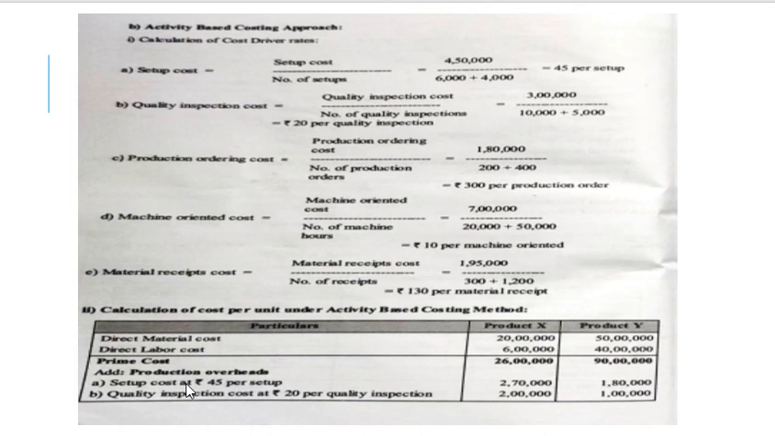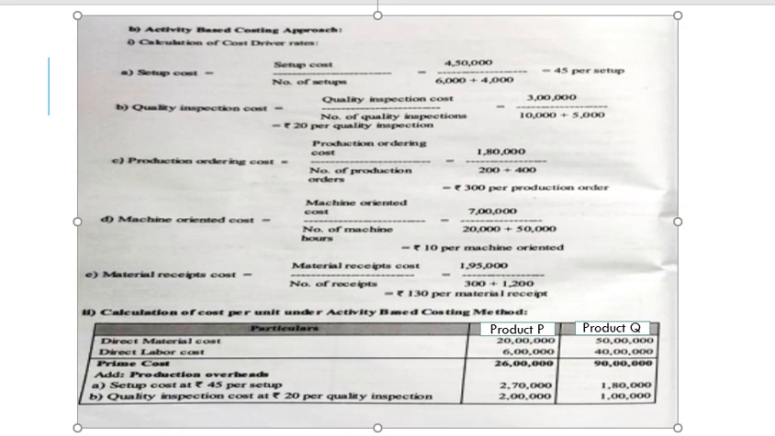So we will add up our production overhead based on the activities which are performed. First activity is setup cost, which is rupees 45 per setup. So for product P, how many setups were there as per the question, which is 6,000. So 6,000 into 45 will give you 2,70,000. Then 4,000 into 45 will give you 1,80,000.